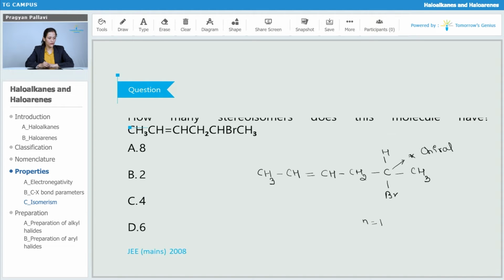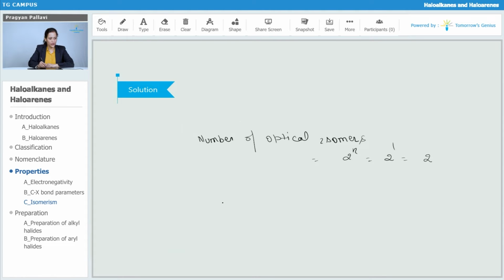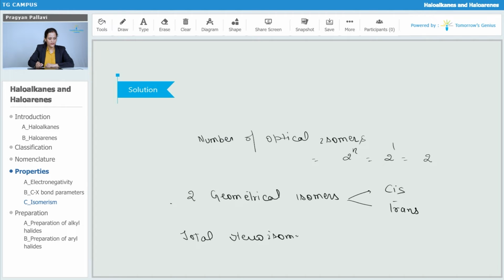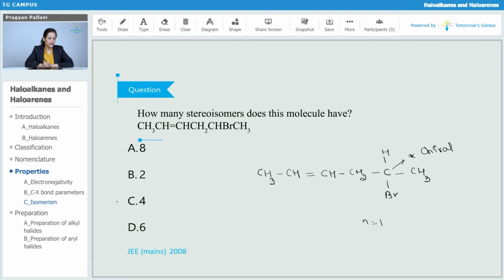Also in this molecule we have a double bond. So this molecule can have 2 geometrical isomers, cis and trans. Hence the total stereoisomers will be 2 plus 2 equals 4. Hence option C is the correct one.